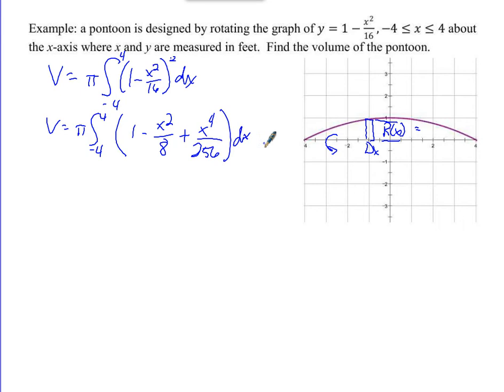All right, now what? No. You got this far, you might as well integrate it. V equals pi times x, plus x to the 5th over... Come on, 256 times 5. That's easy.